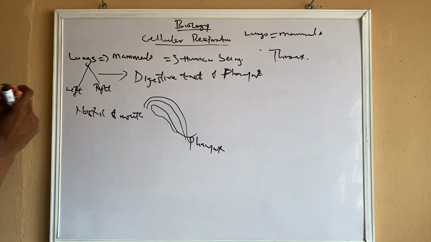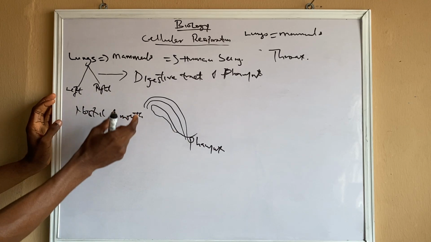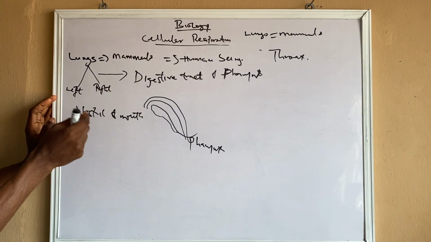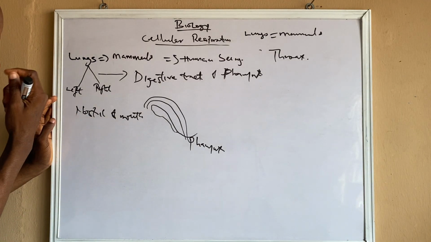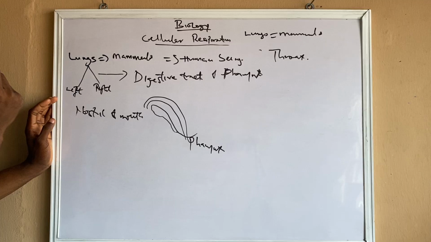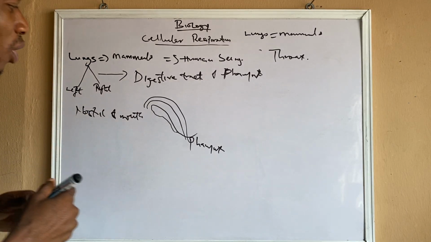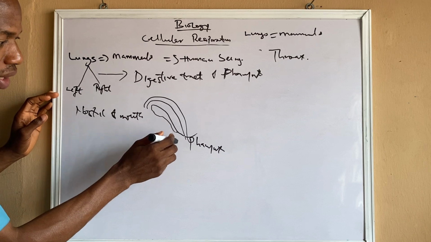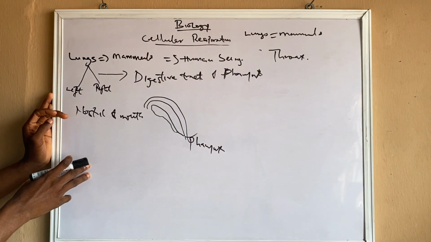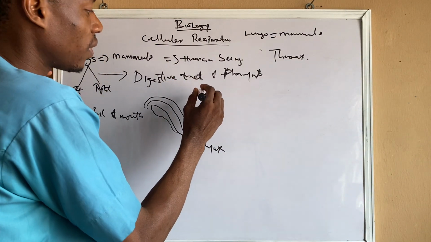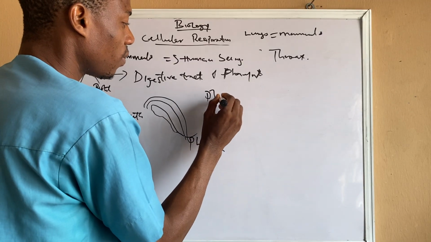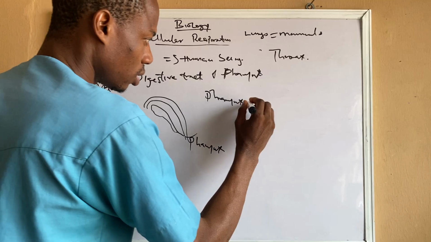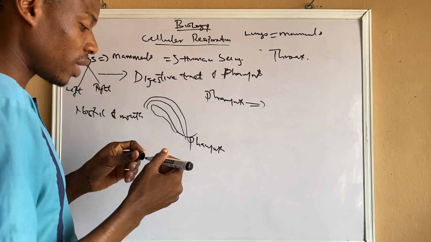Now let's come back to this. The nose is the organ that is a passage for oxygen, and the mouth. Just like we use the nose to take in oxygen, we also use the mouth to take in oxygen. But the nose and mouth have their opening. This opening is now open to the pharynx. Now the pharynx is divided into 2.